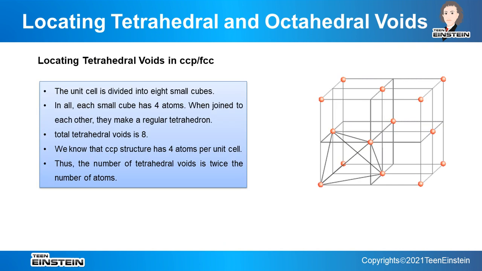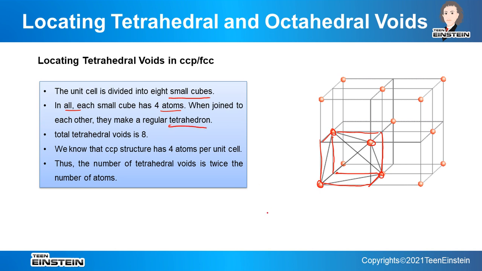Next we will see tetrahedral voids in FCC. Again we have taken the same unit cell and it is divided into 8 small cubes, for our convenience, fine. And in all these small cubes, each small cube has 4 atoms. If we consider this cube, I am just highlighting one part among the 8. So in this particular portion, there are a total of 4 atoms: 1, 2, 3 and 4. Now if you join all these lines, they make a regular tetrahedron.